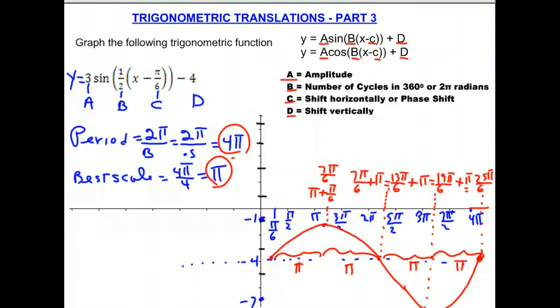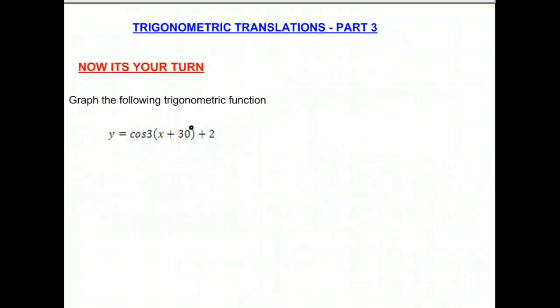So now it's your turn. What we'd like you to do is graph the following function, the same way we just did the previous one. So pause it, copy it down, and good luck.